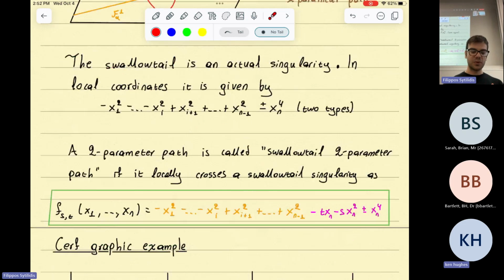question? I mean, if you haven't seen this before, it's a little bit hard to digest. But when you say this one, there's an actual singularity. What does that mean precisely?